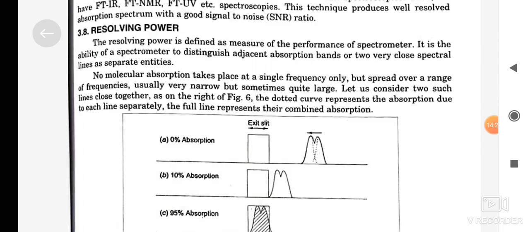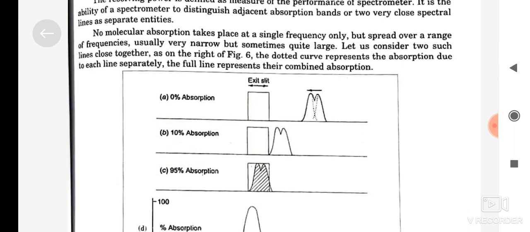Resolving power. The resolving power is defined as a measure of the performance of the spectrometer. It is the ability of the spectrometer to distinguish adjacent absorption bands or two very close spectral lines as separate identities. No molecular absorption takes place at a single frequency only, but is spread over a range of frequency, usually very narrow but sometimes quite large.